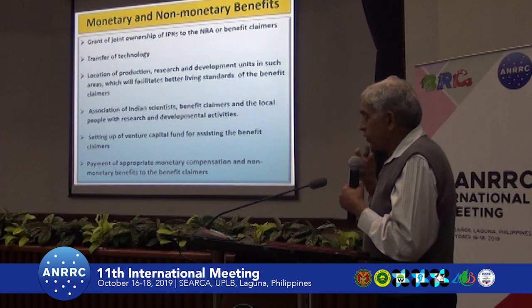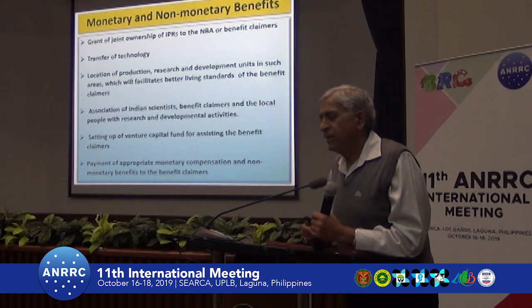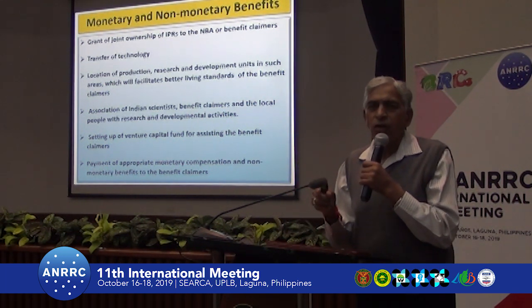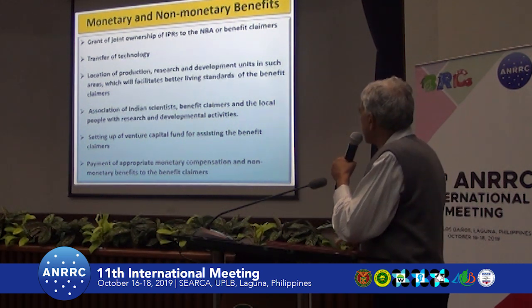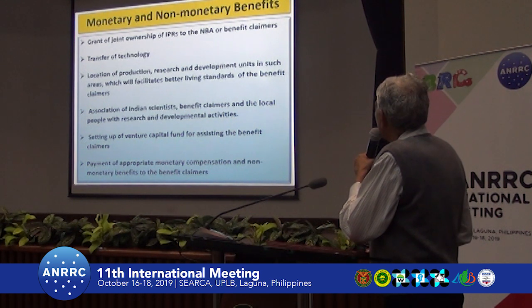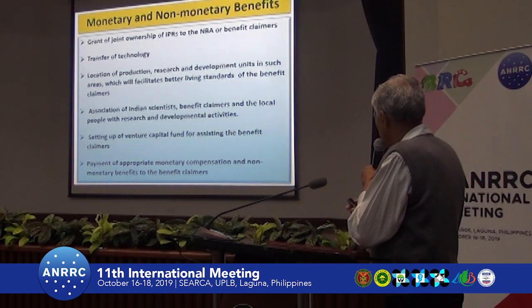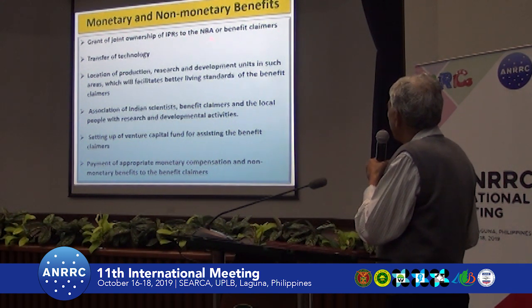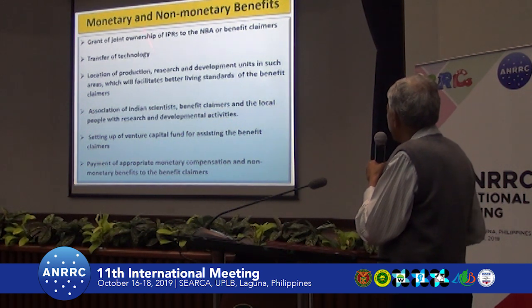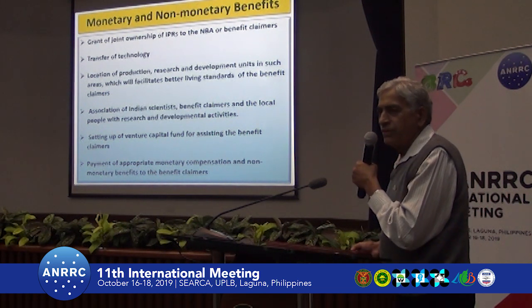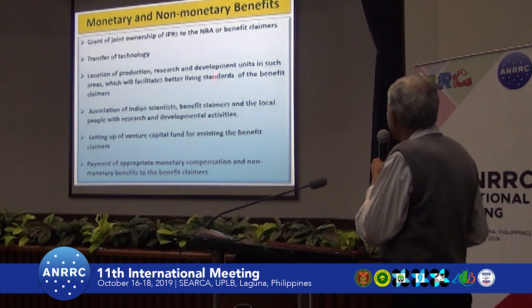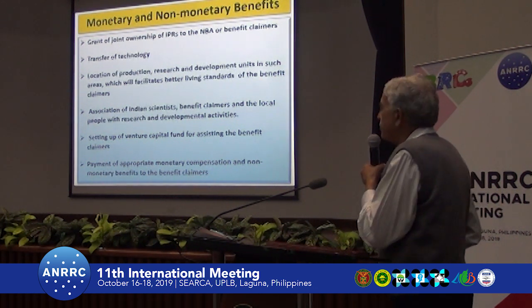Now, in benefit sharing, the Indian system has said that benefit sharing could be either in monetary terms, in terms of money, or in non-monetary terms. Some of the non-monetary terms are, for example, the grant of joint ownership of IPRs to NBA or benefit claimers. These are non-monetary benefits. Transfer of technology: you don't have to give money, but you transfer the technology. Location of production, research, and development units in such areas which will facilitate better living standards of the benefit claimers.